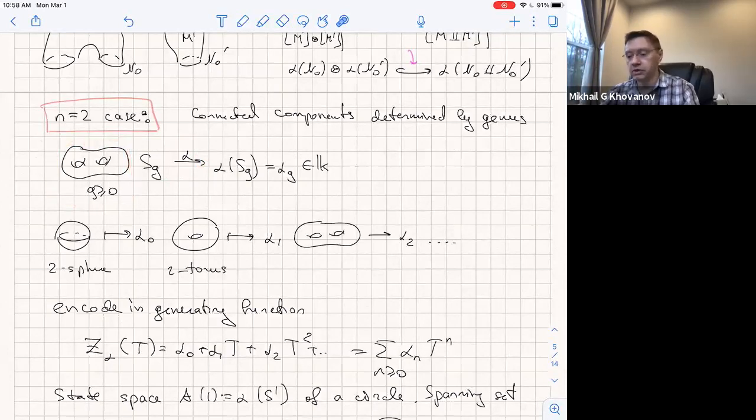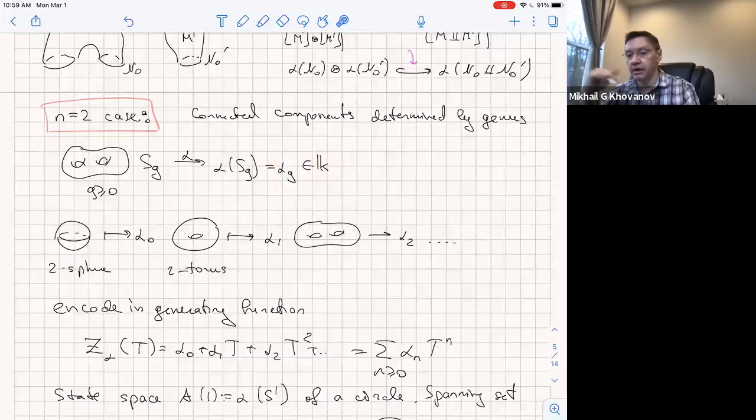They are oriented, closed, and connected because alpha is multiplicative. So that means that alpha is determined by its values on surfaces of various genera g. So genus g can be 0, 1, 2, etc. For each genus g, we get a number alpha g, an element of K.